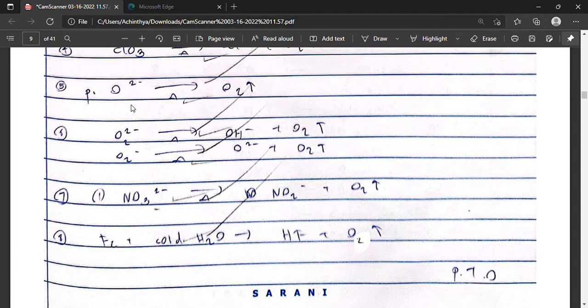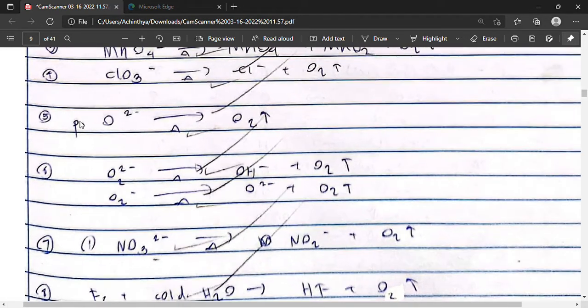Another but a more difficult means of getting it is by taking the oxide of a precious element like silver oxide, platinum oxide, mercury oxide, and then if we were to thermally decompose it, we will be able to obtain oxygen.